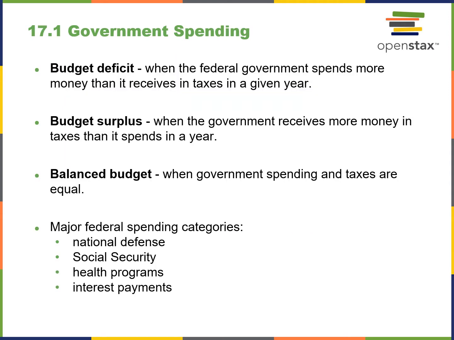Government spending, so you have a budget deficit, and that's where government spends more than it receives in taxes a year. Surplus is the opposite, where it has more taxes than what it spent. That doesn't happen very often these days. Balanced budget is when everything's pretty much in equilibrium. The spending and taxes are equal. Major spending categories: national defense, Social Security, health programs, and interest payments.